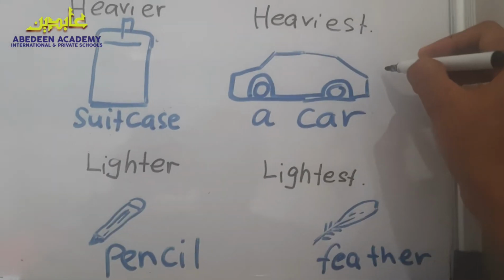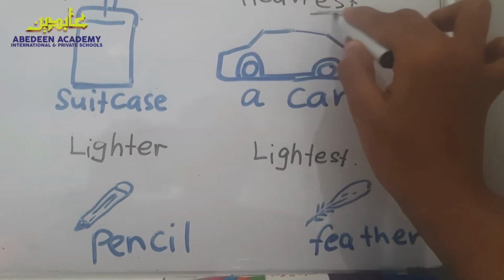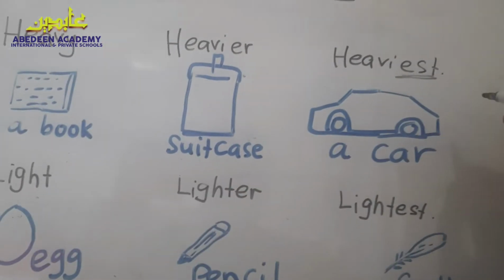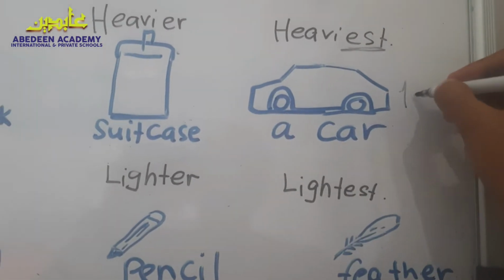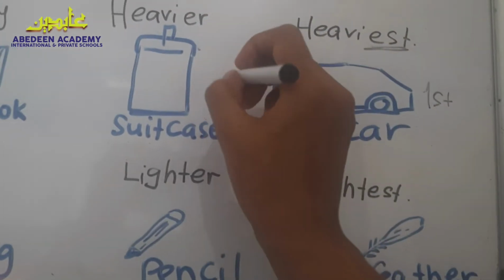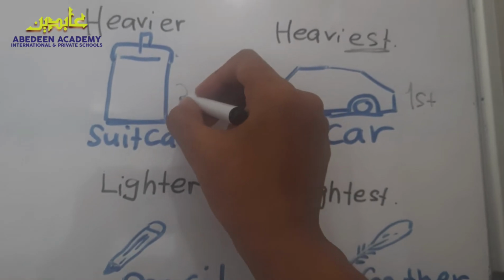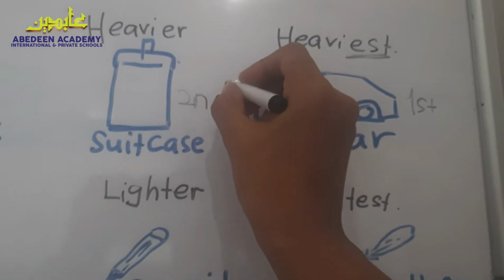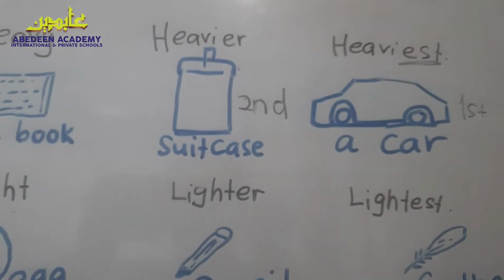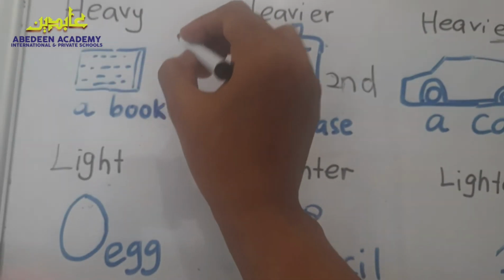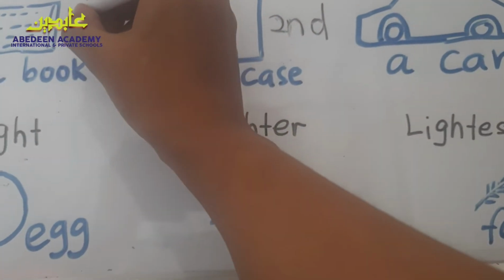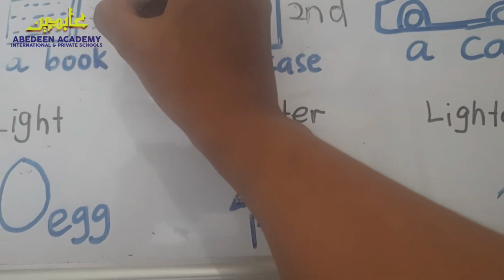So we said the one which has -est will be the first, right? So which one among these is the heaviest? Car is first, right? Car comes first. Suitcase comes second. Remember ordinal numbers. And finally the book is heavy, but less heavy than all these three. It gets number 3rd, right?